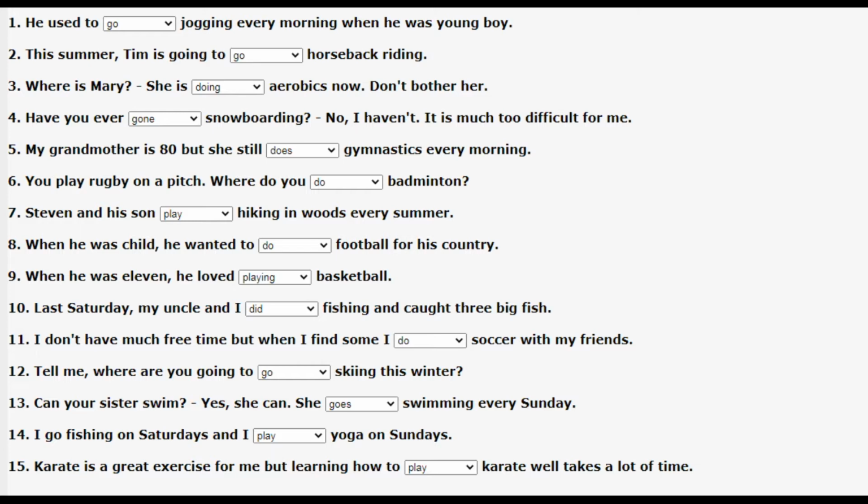Exercise number 5 we have: my grandma is 80, but she still does gymnastics, goes gymnastics, or plays gymnastics. As we saw with aerobics, gymnastics is an exercise, right? So you say she still does gymnastics every morning, right?